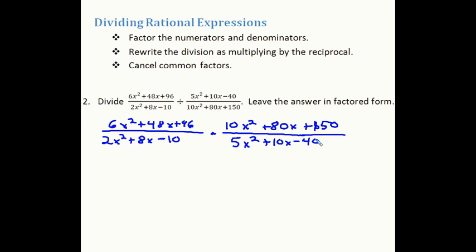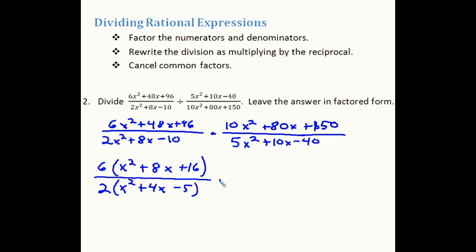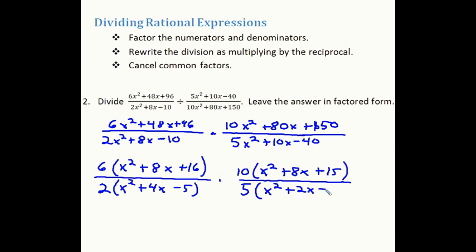Looks like we can factor 6 out of the numerator here. So that would leave us with x squared plus 8x plus 16. Factoring a 2 out of the denominator, x squared plus 4x minus 5. On our next part, we can factor a 10 out. We have x squared plus 8x plus 15 over, factoring out a 5, x squared plus 2x minus 8.